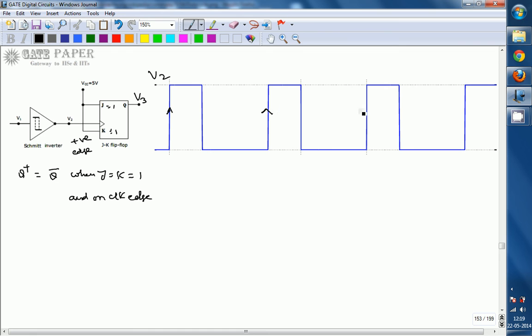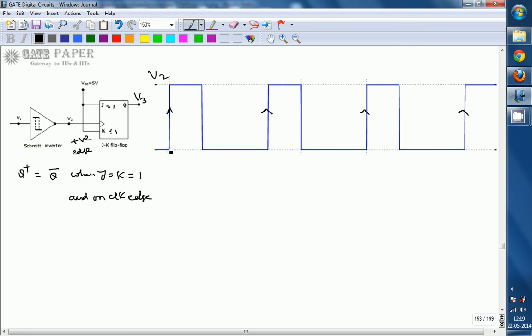So these are the positive edges. These are positive edges for the input waveform of the JK flip flop. The JK flip flop input is nothing but the output of the Schmitt trigger. This is the output of the Schmitt trigger, and we have identified the positive edges on this waveform, that is 0 to 1, 0 to 1, 0 to 1 changes. Now whenever a change occurs, at that time the next state will become the complement of the present state.